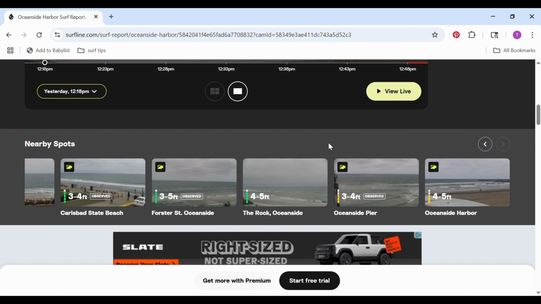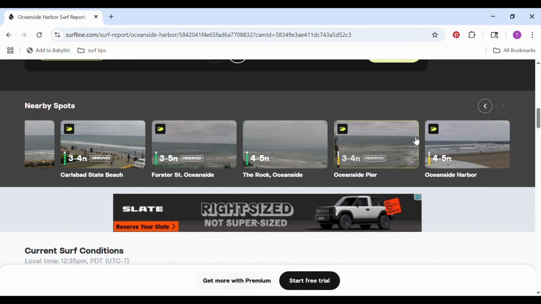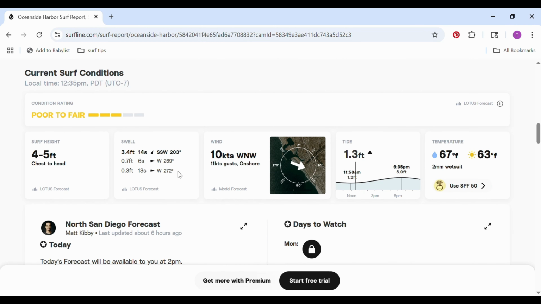It's kind of nice when you first scroll down, you can see different spots near your preferred break, and if that break that you usually go to is not very good, you can go to one of the other spots nearby. So that's really handy to have. So first, when we scroll down, we can see the conditions, the estimated conditions as to what they are right now. Surfline is saying it is 4 to 5 feet, chest to head high.